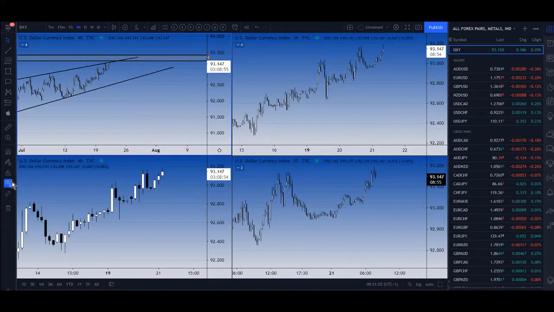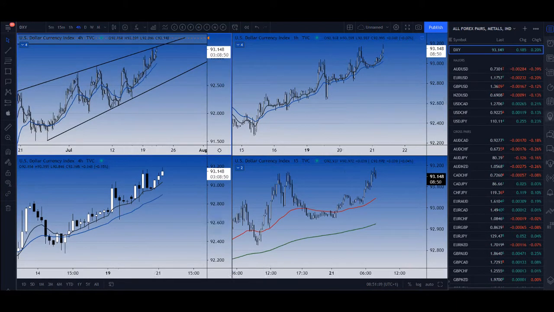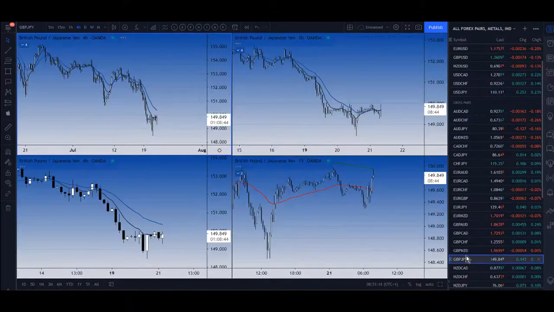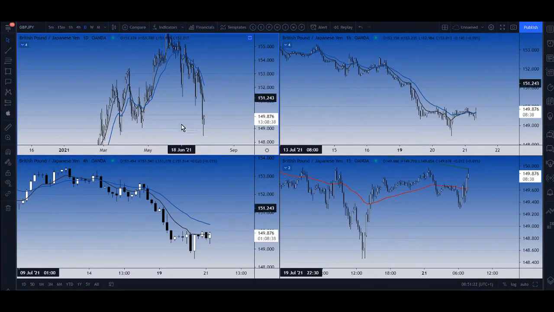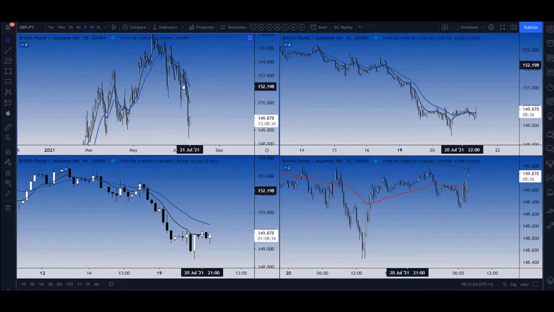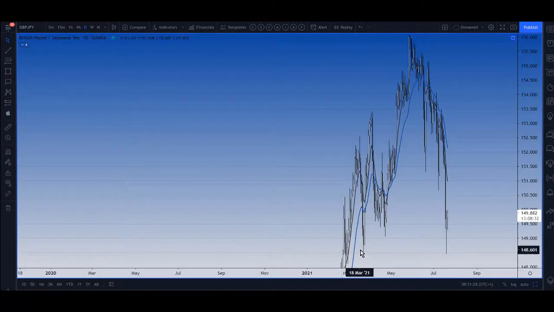I'm going to put the moving averages back on again because I'm just going to talk about something else. Let's go and have a look at pound yen, for instance, and put this on the daily. Okay, so this is the daily chart here of pound yen. You can see it's moving to the downside. What else can you see though?